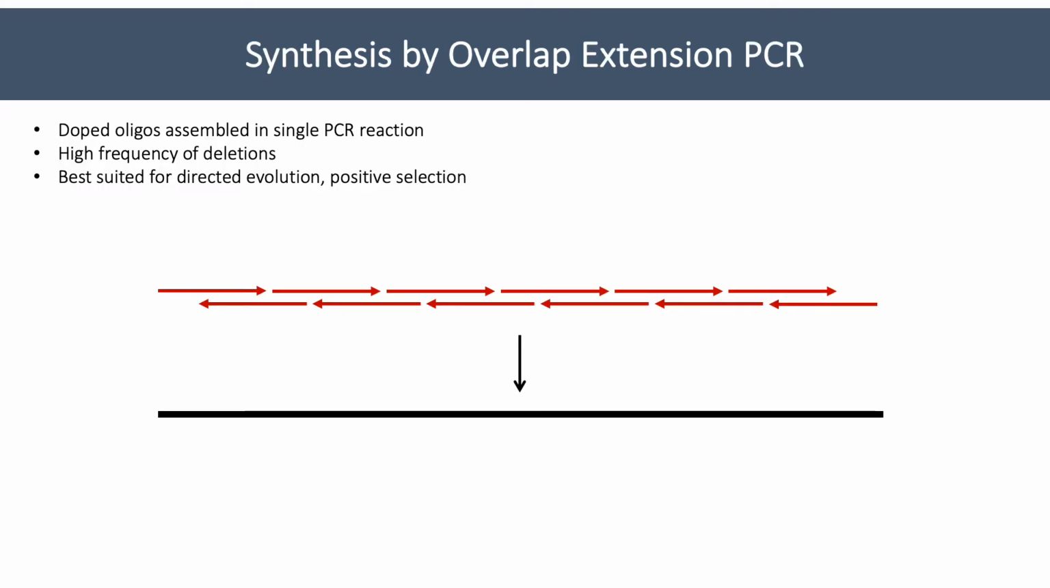In overlap extension PCR, a combination of overlapping doped oligos can be combined with a molecular excess of outermost oligos, and they essentially just use each other to prime synthesis, and after PCR you end up with a longer fragment that can then later be cloned into an expression vector, for instance.